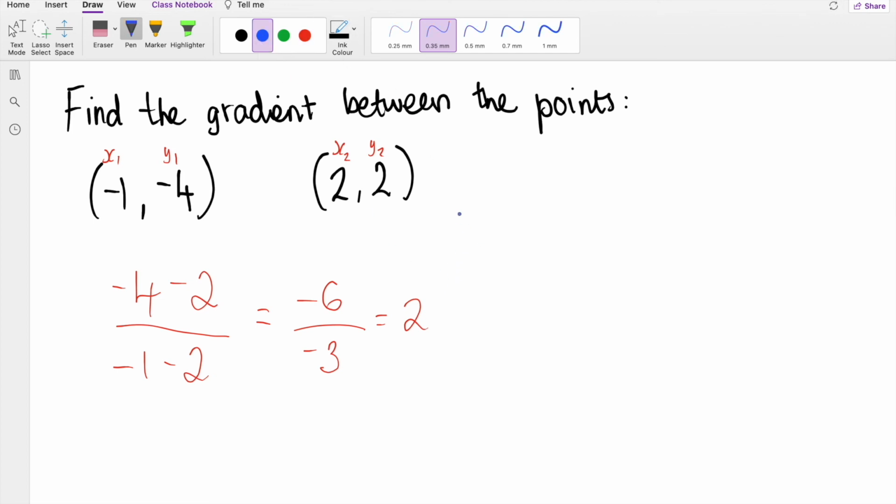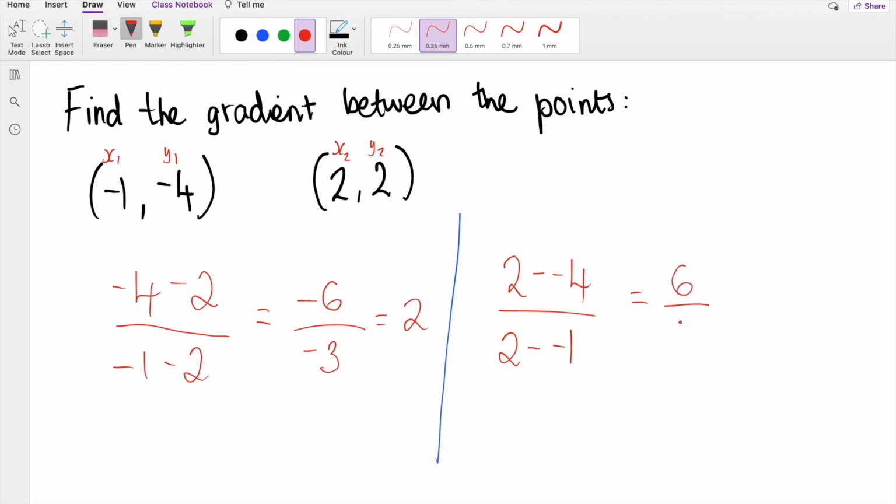I want to show you how you get the same answer if you decided to subtract from the coordinate on the right. So let's do 2 subtract negative 4, and 2 subtract negative 1. 2 subtract negative 4, when you subtract a negative number, that's the same as adding this number here. So that becomes 2 plus 4, which is 6. 2 plus 1 is 3. That gives us a gradient of positive 2, which is the same as on the left-hand side. So you can see it doesn't matter which coordinate you subtract from, as long as you do the same for your denominator.